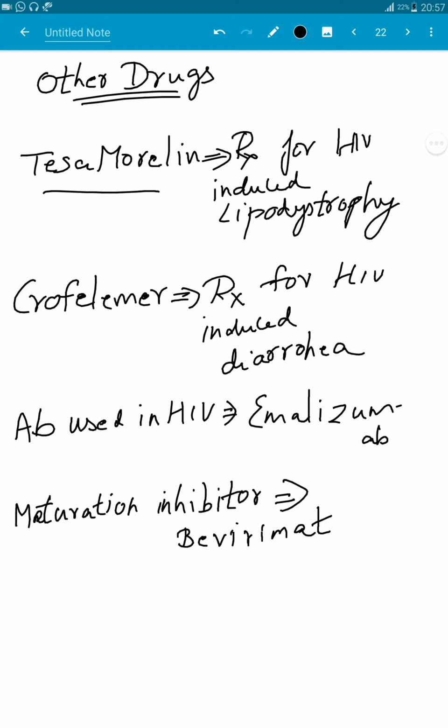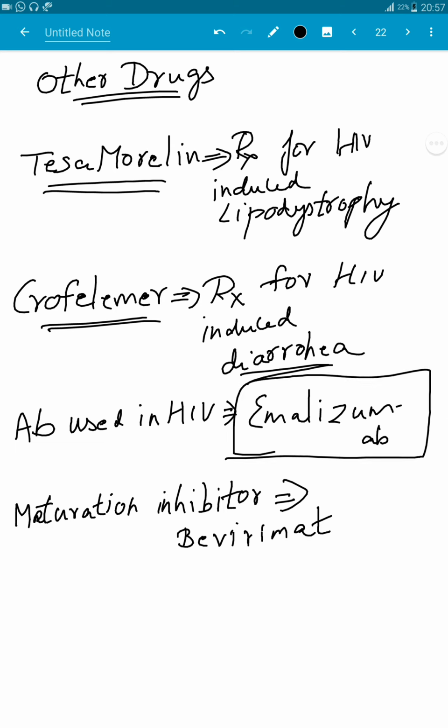So tesamorelin is under trial and can be used for lipodystrophy, and crofelemer can be used for HIV-induced diarrhea, which is also under trial. An antibody used for HIV is ibalizumab, and a maturation inhibitor, which is also under trial, is bevirimat.